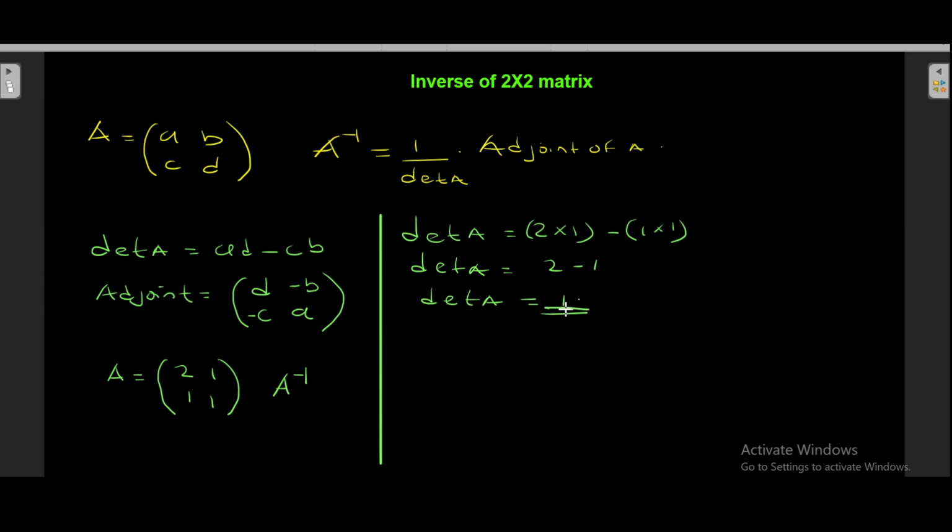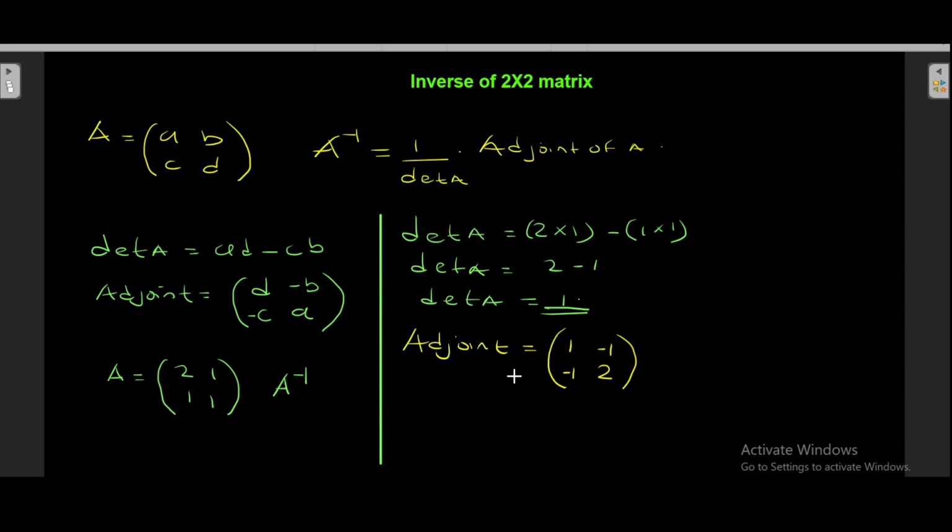Now let me get the adjoint of that same matrix. Here the numbers on the major diagonal change position. It's going to be now 1, 2. We close the bracket. Now these other ones change sign. They become negative 1 and negative 1.